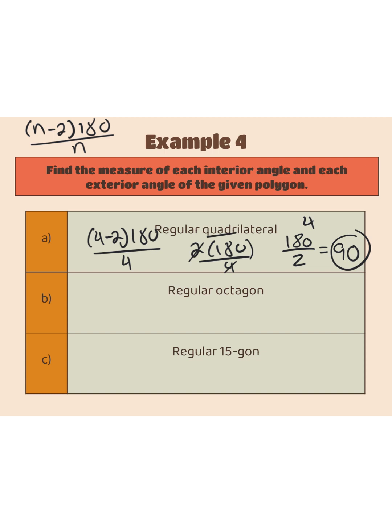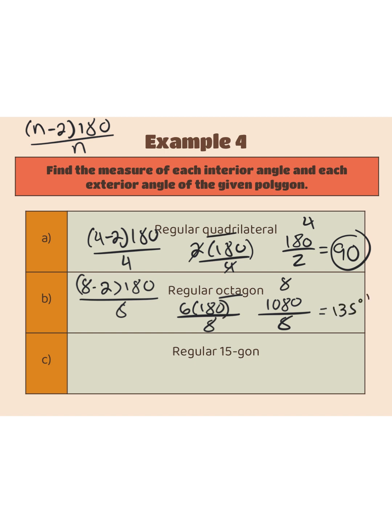Now for a regular octagon, octa means 8, so I'm going to do 8 minus 2 times 180 over 8. So it's going to simplify to 6 times 180 over 8. So 180 times 6 is 1,080. Divided by 8, guys, that will give us that for this octagon, each angle has a measure of 135 degrees.